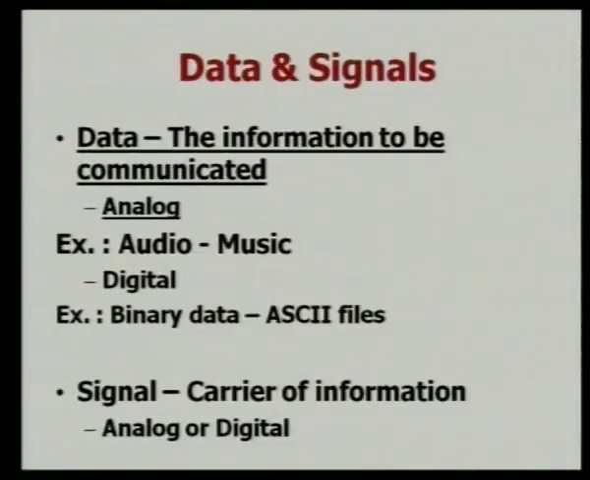If you look at digital data, binary data, ASCII files and so on, they will all give you examples of digital data. And what is a signal? A signal is the carrier of information. So data is information to be communicated and signal is the carrier of information, and again the signal could be analog or digital. Now let's come to this analog and digital a little bit.